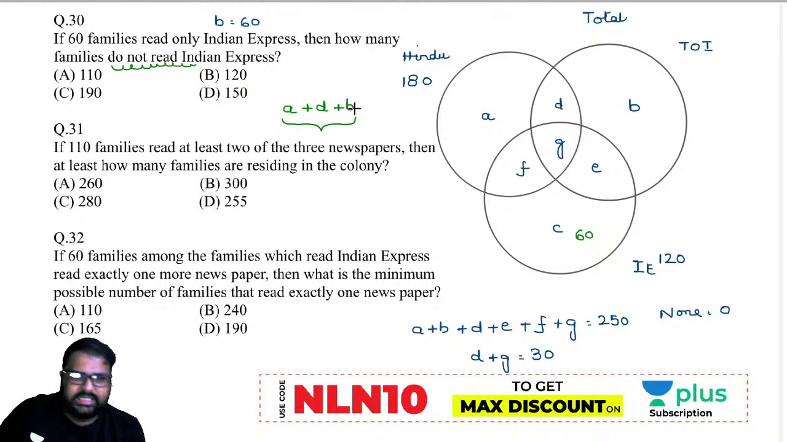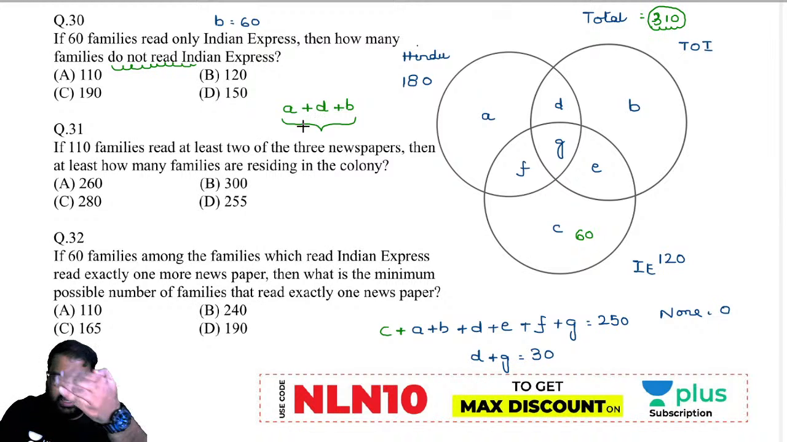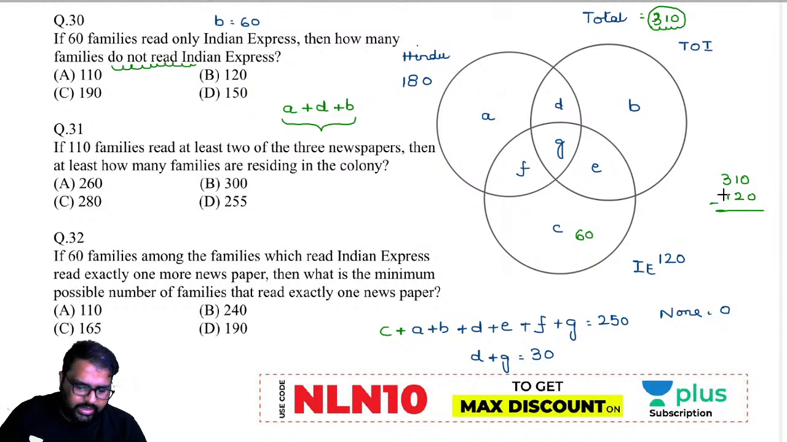Now that's a very easy one. According to this data, your C value is given. If I add my C value here, it will become the total. So your total value will be 250 plus 60, which is 310. Is it right or not? Yes. So you are asked to find the A plus D plus B value. Now remove the Indian Express value: 310 minus 120 will be your answer. 310 minus 120 is how much? 190. So your answer is 190.